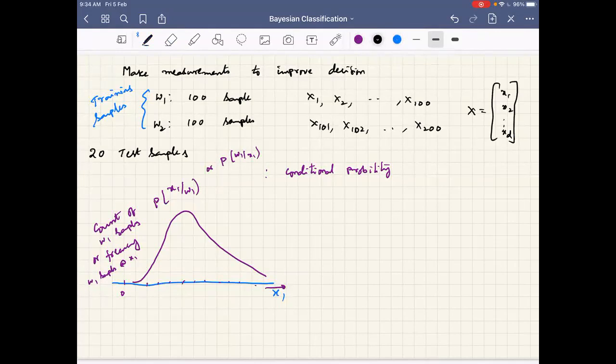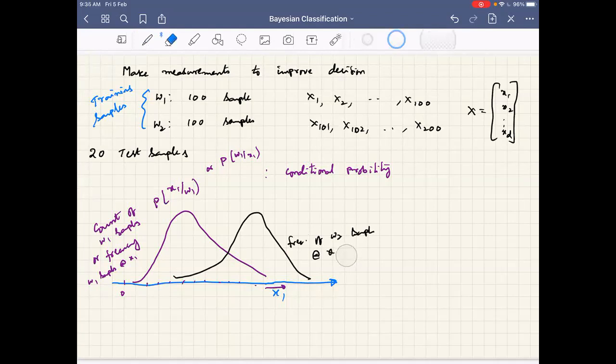Similarly, I also made a count of the class 2 samples, and it has nicely fallen like this. Assume that this is a nice scenario, and hence it has fallen like this. This is only for omega 2 class samples. Frequency of omega 2 class samples at x. I will drop here x1, it is at x I will write, because I am just writing at a feature.